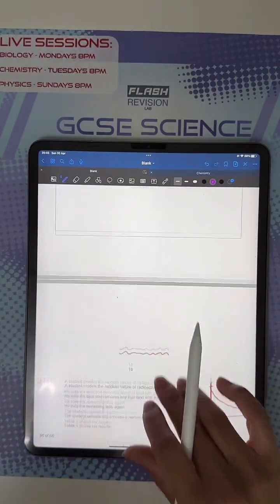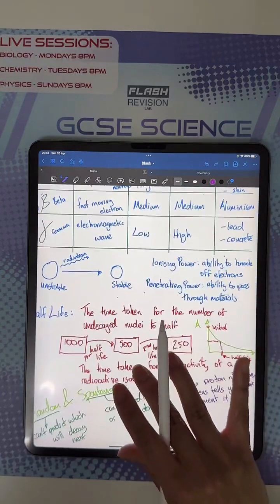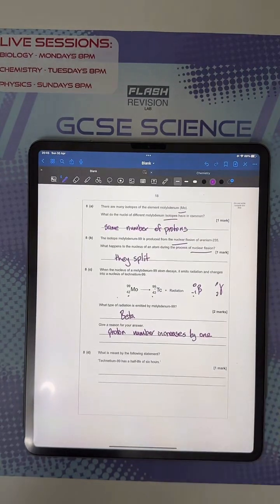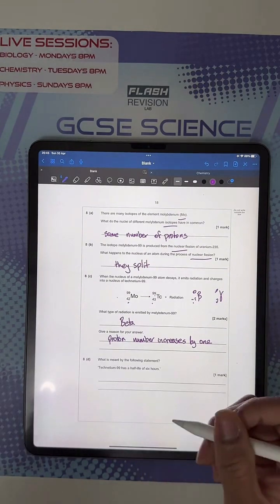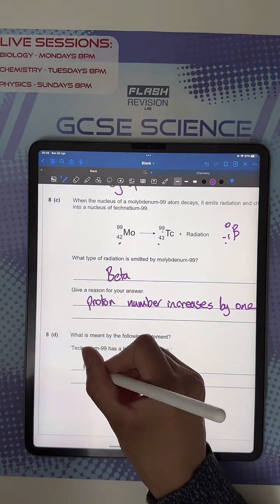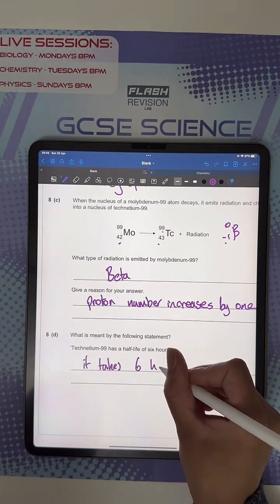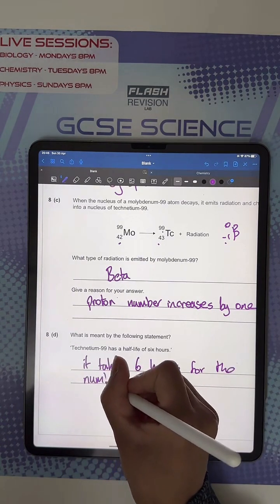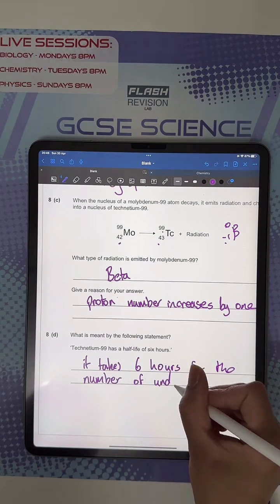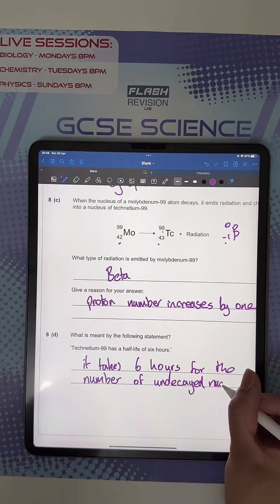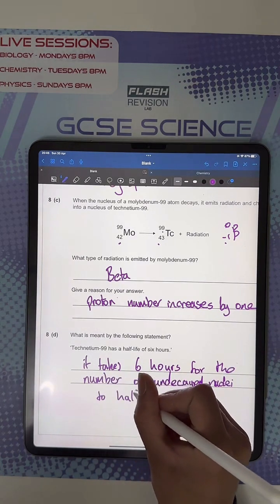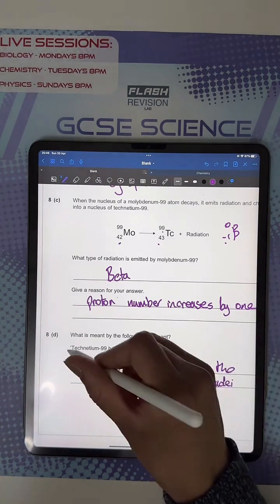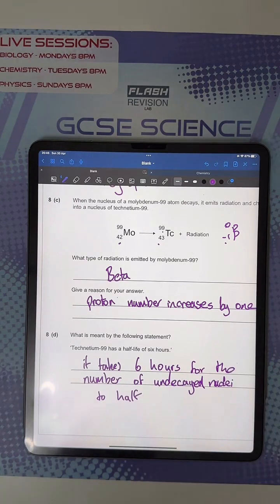Perfect. So that is looking at our definition. Time taken for the number of undecayed nuclei to half. That's half-life. So if we know our half-life is 6 hours, it means it takes 6 hours for the number of undecayed nuclei to half. That's how we'd word that. So you can't just give the definition of half-life in this question. You have to actually apply it to what they've said here. They've mentioned 6 hours, so you have to actually use 6 hours in your answer.